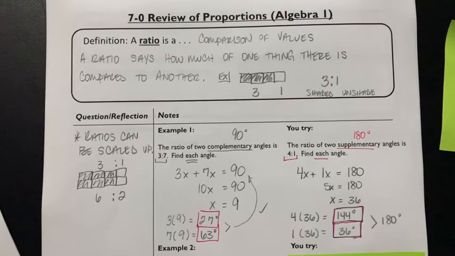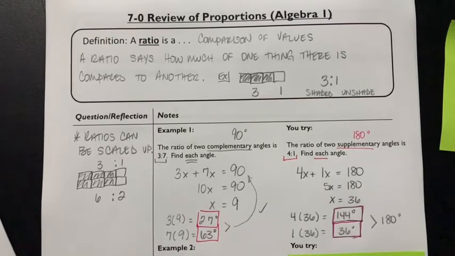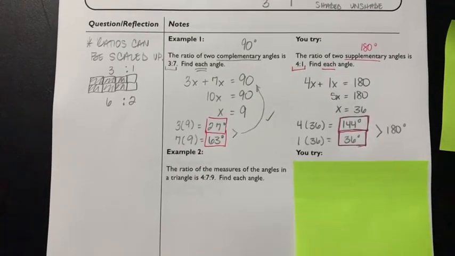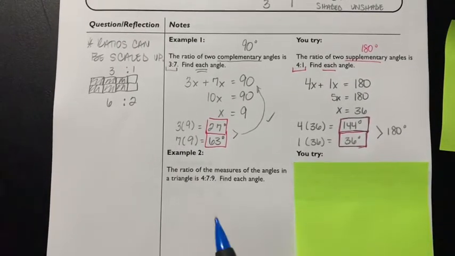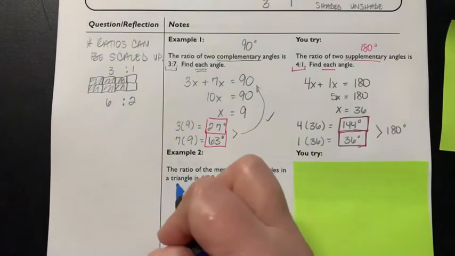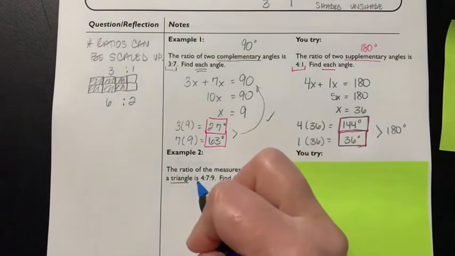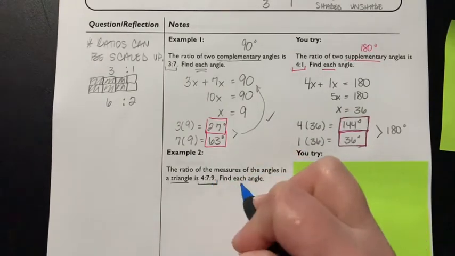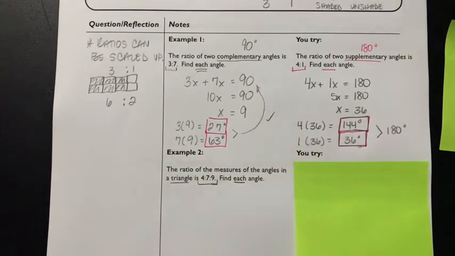You guys can check your work as we move to the next example. Example 2, similar problem, but let's read on. The ratio of measures of the angles in a triangle is going to be 4 to 7 to 9. And we need to find each angle.